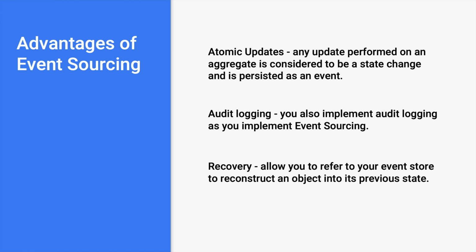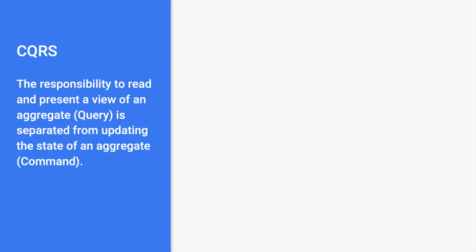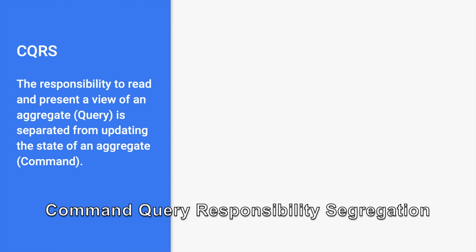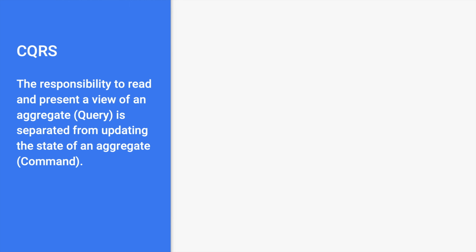Now let's go to CQRS. CQRS stands for Command Query Responsibility Segregation. And the idea behind this is that reads and writes are separated into different models, using commands to update data and queries to read data.